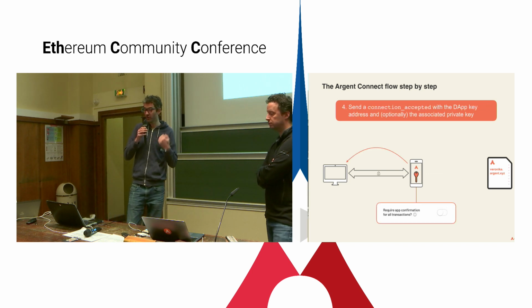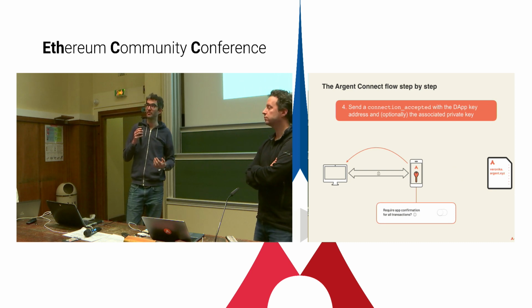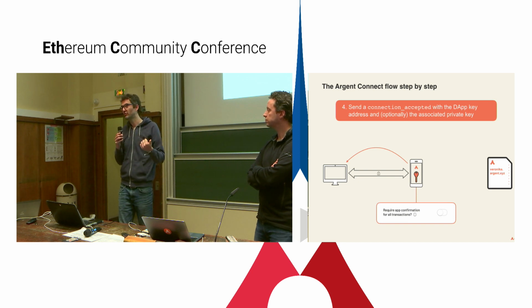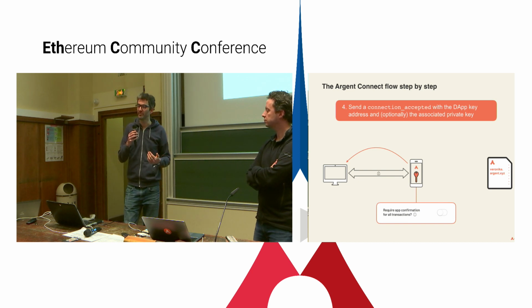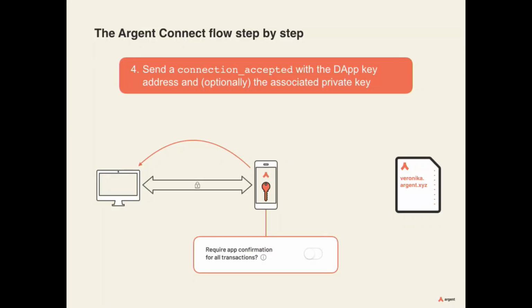Once that authorization is complete on the wallet, the client will return a connection accepted back to the dApp, which will contain the address of the wallet, so it can be nicely displayed on the website. It will contain the address of the dApp key, and optionally, the private key associated to that dApp key. And this is very important to us, because we believe that the control should be in the user's hands.